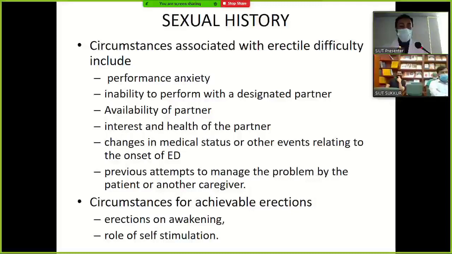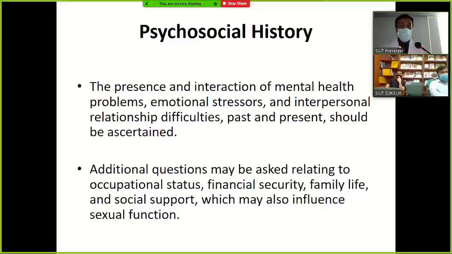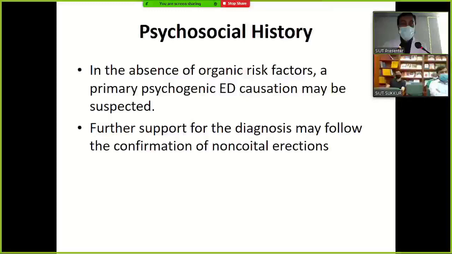The circumstances for achievable erections should be asked, which include erections on awakening and the role of self-stimulation. Psychosocial history includes the presence and interaction of mental health problems, emotional stressors, and interpersonal relationship difficulties, past and present. Additional questions may be asked relating to occupational status, financial security, family life, and social support, which also influence sexual function. In absence of organic risk factors, a primary psychogenic erectile dysfunction causation should be suspected. Further support to the diagnosis may follow confirmation of known coital erections.